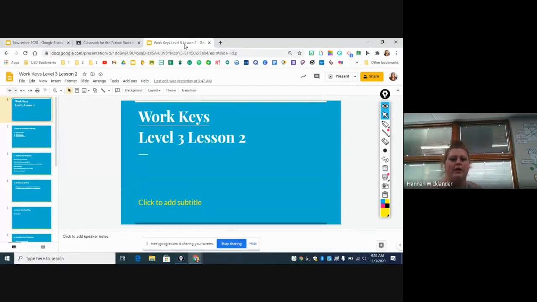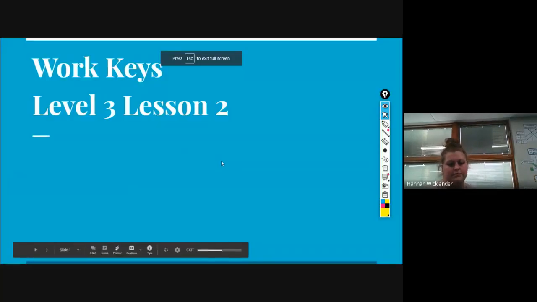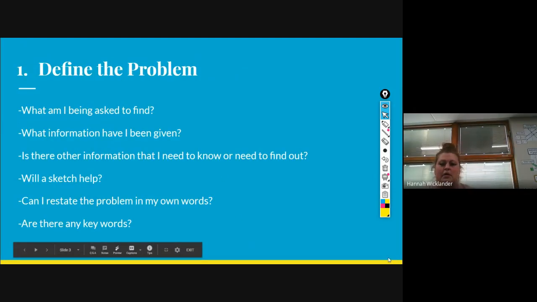But here we go. So Work Keys, level 3, lesson 2. So 4 steps to problem solving. The first one is to define the problem. The second one is to decide on a plan. Third one is to carry out the plan. And the fourth step is to examine the outcome.